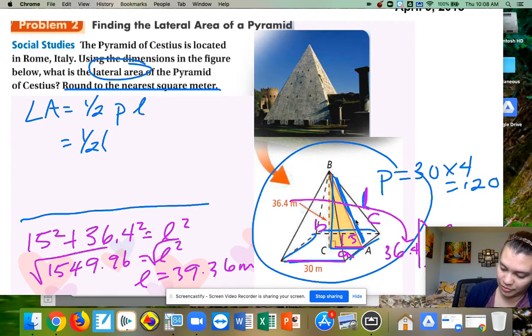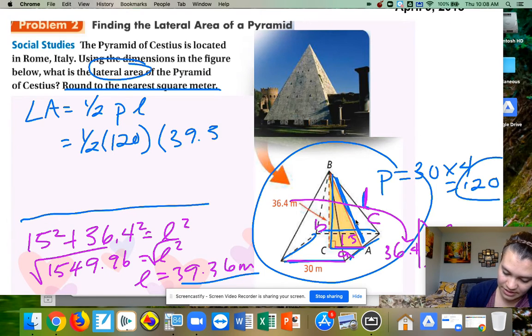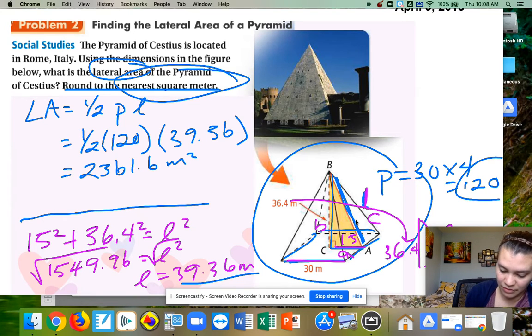1/2 times our perimeter of 120 times the slant height of 39.36 will give you 2361.6 meters squared. And then again, we wanted the nearest square meter. So your final answer is 2362 meters squared.